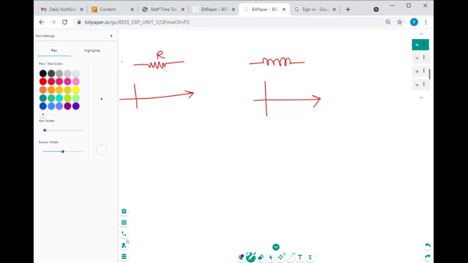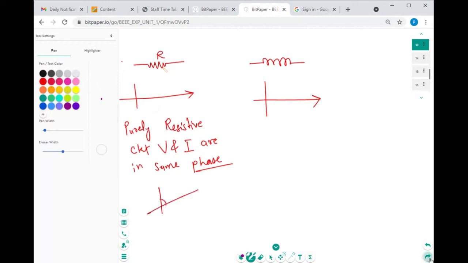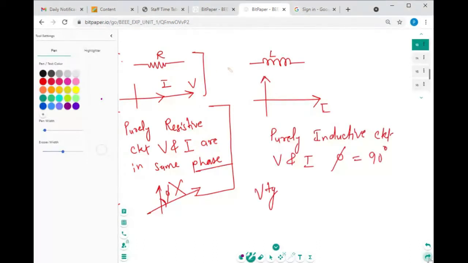But when we discuss the inductor, the phase difference is pi by 2. There is no phase difference in the resistor case because voltage and current flow in the same direction. For a purely inductive circuit, the voltage and current phase difference is 90°. So the voltage will lead by 90°.